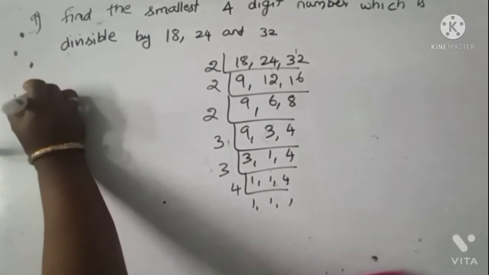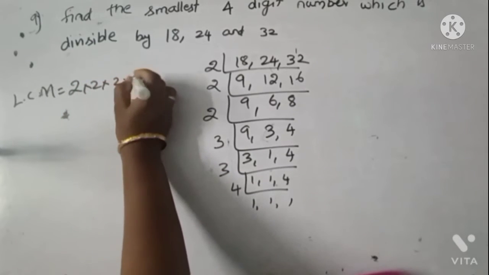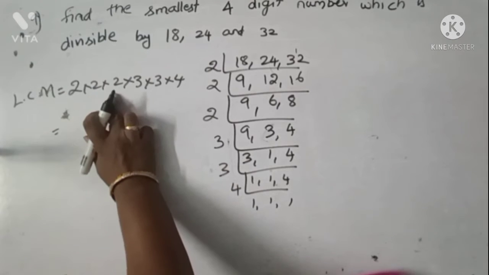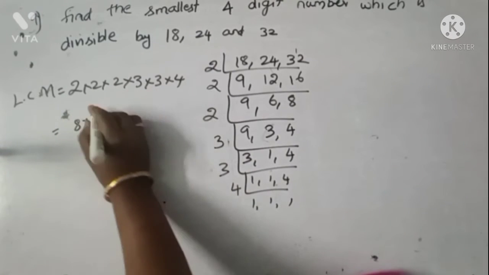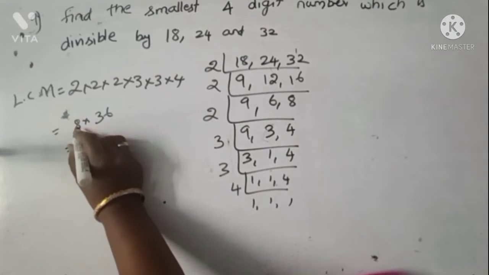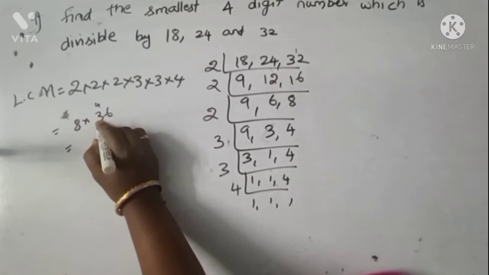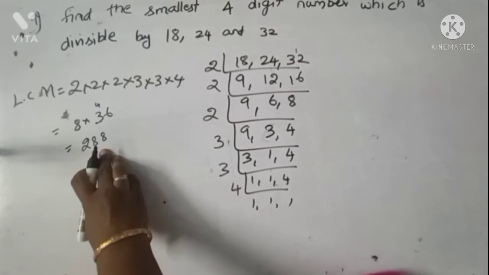So LCM is equal to 2 into 2 into 2 into 3 into 3 into 4. So 2 2s are 4, 4 2s are 8, 3 3s are 9, 9 4s are 36. So 8 into 36: 8 6s are 48, balance 4, 8 3s are 24, 24 plus 4, 28, so 288.